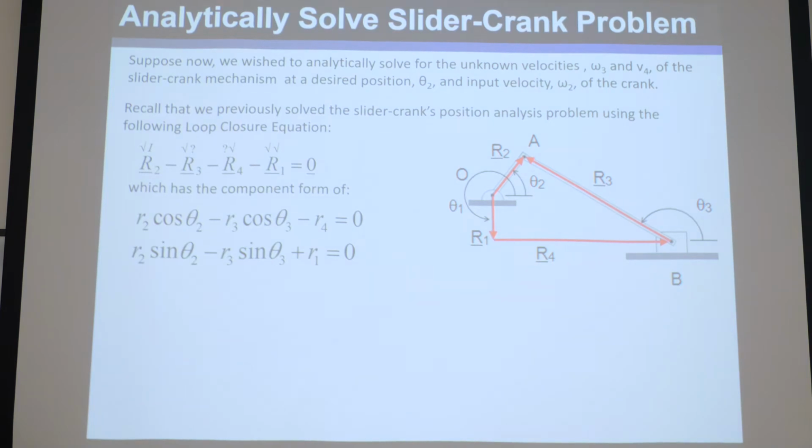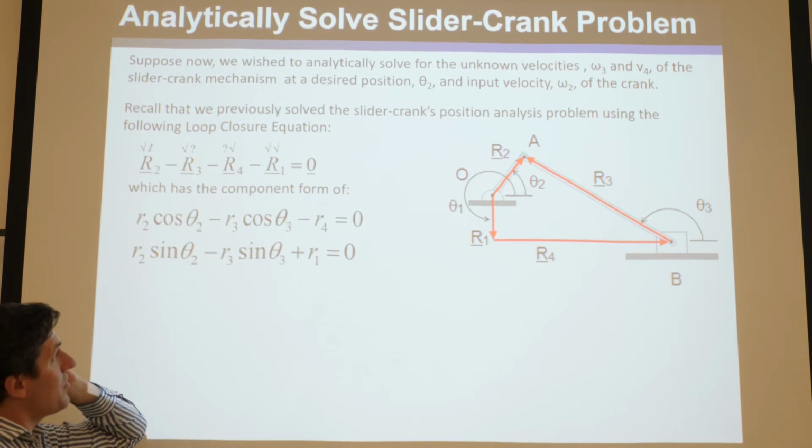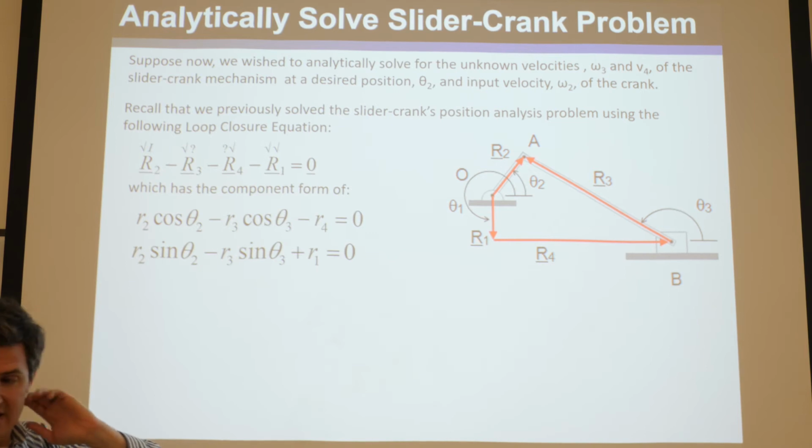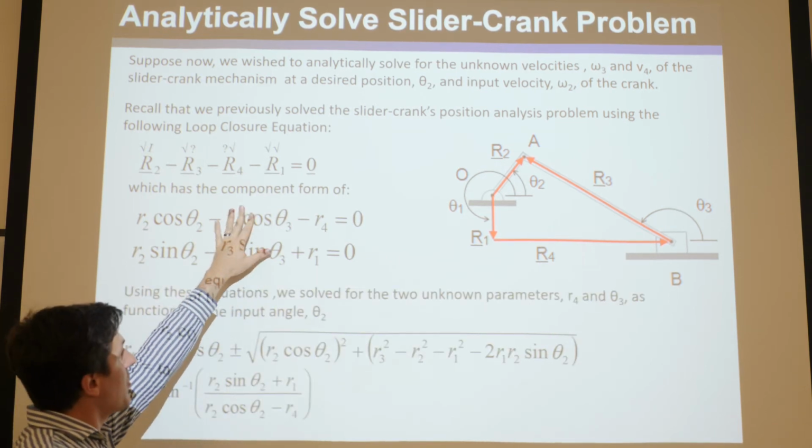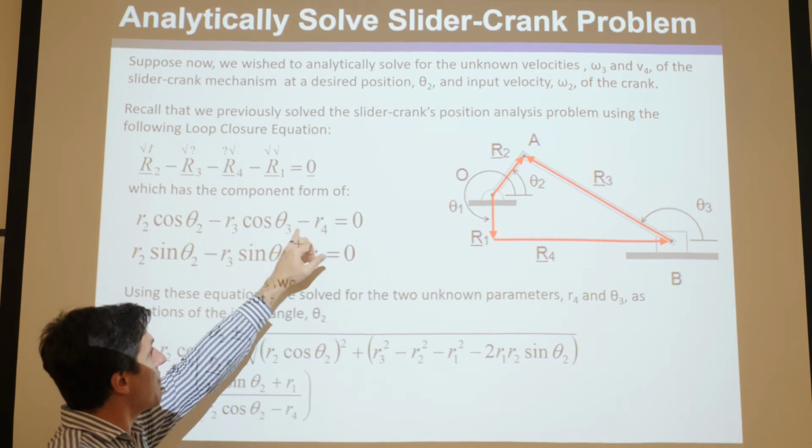Okay, so let's review. First of all, here's a slider crank mechanism. You can see here we drew the vector loop, and we did a vector loop equation. We made sure we could solve it. We wrote it out in component form. And if you recall from position analysis, we solved it, right? There were two equations, two unknowns. The two unknowns were theta 3 and R4.